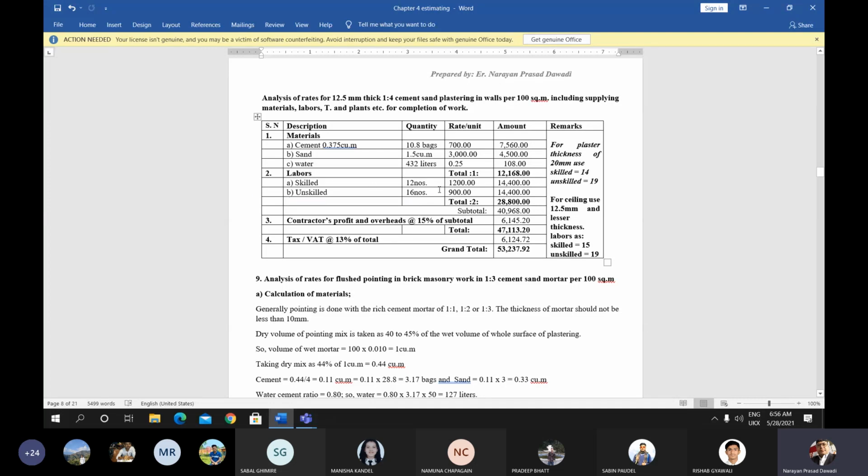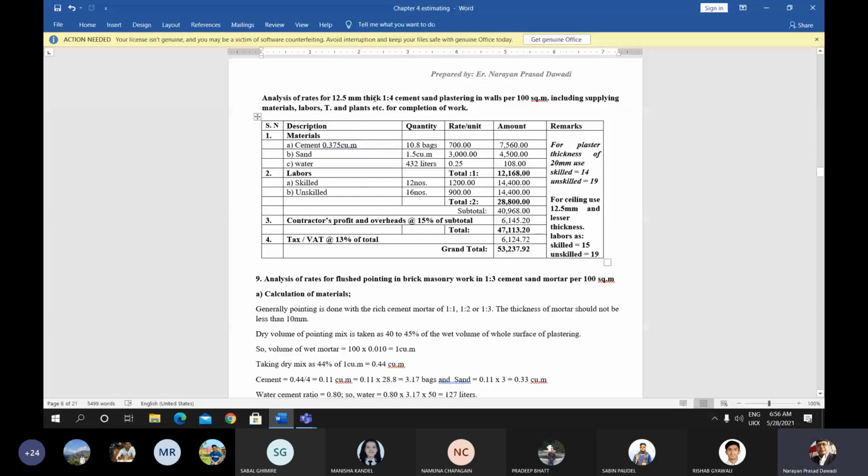Now, after adding 1, 2, and 3 for the scaffolding, you will get the subtotal, and with the subtotal you can provide the contractor profit and overhead as well as VAT, and you can find out the grand total cost. This is for the plastering having the thickness less than 20 mm.